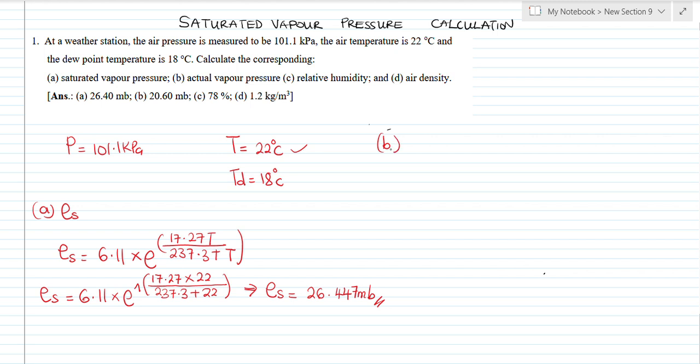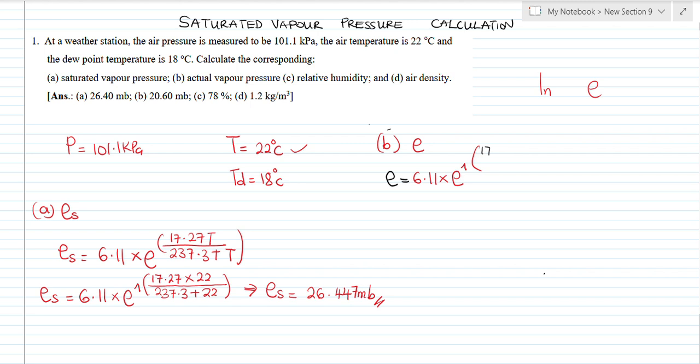Then we go for part B. B is asking us to find the actual vapor pressure, so our E. In this case, our E will equal 6.11 times e exponent. Now this E is different from this E. This E is the actual vapor pressure. This E is the constant, the opposite of natural logarithm. So let me change the color to differentiate them, so that they are not the same E.